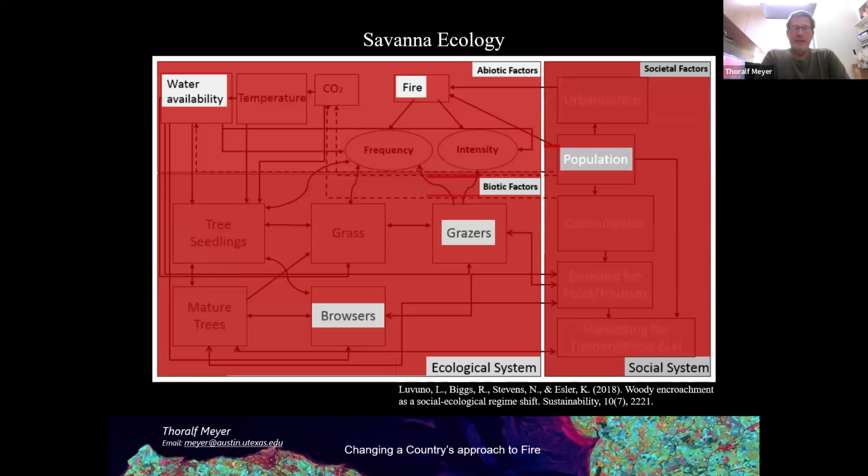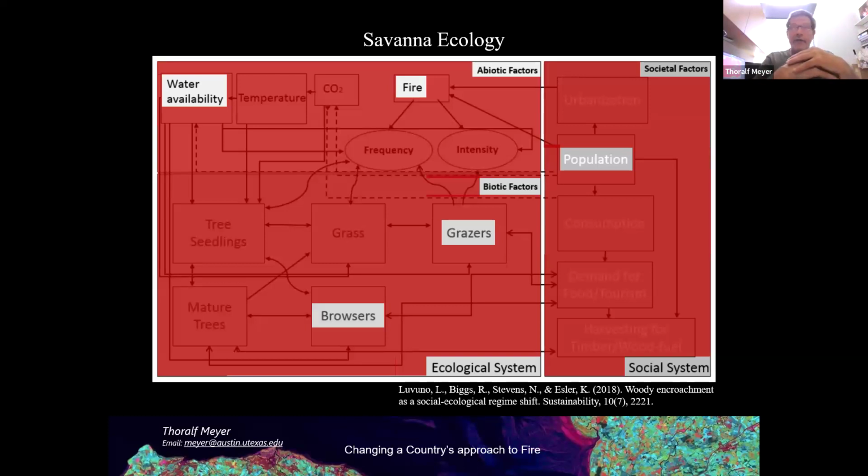the savanna ecosystem can essentially be split into two systems, the ecological system as well as the social system. So we need to see things in a social context, and I will get to this a little bit later. But when it comes to the ecology side of things, water availability is probably one of the main factors that determine the functioning of savannas. And savannas are a highly productive ecosystem where a lot of the energy, the net primary productivity that is produced on an annual basis, is essentially available for consumption.